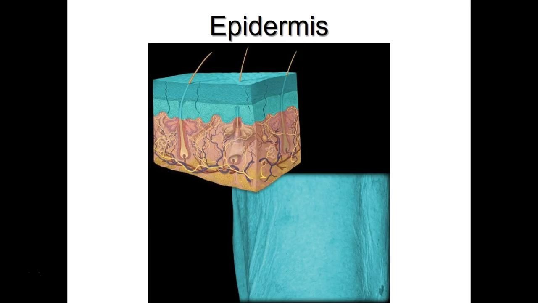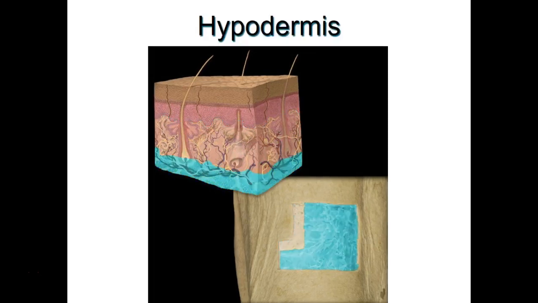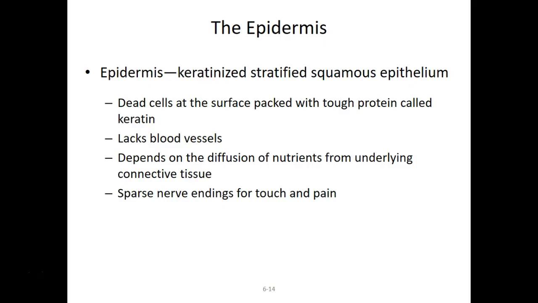There's the epidermis. You can see it. If we take the epidermis away, there's the dermis. It looks really thick in the diagram, but it's a really thin region. And then there's the hypodermis. Taking the dermis away, we have that hypodermis region. So we're going to focus on the epidermis first, then we'll talk about the dermis.